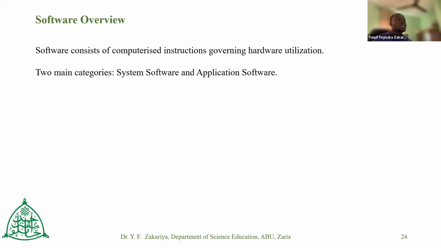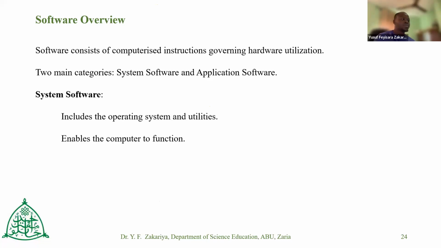Then software consists of computerized instructions that govern hardware utilization. Without the software, hardware is of no use, just a bunch of plastics and iron. But with the software, the computer works and becomes a computer. The 2 main categories of software are the system software and the application software. Somebody mentioned this last time. The system software includes the operating system like Windows, Linux, Ubuntu, and Mac.